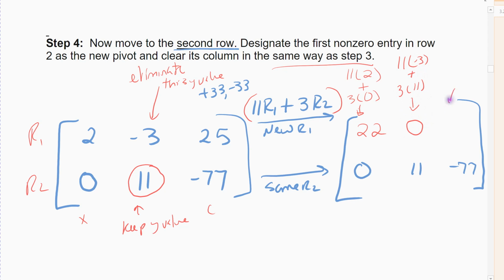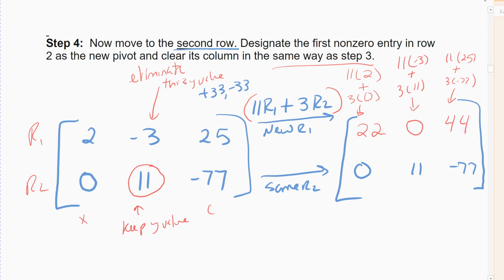And then the last thing is to get my new constant, which this one I'll probably have to use a calculator. 11 times 25. And then I'm going to add to it 3 times the negative 77. So that one I just have to get my calculator. And there's no easy way to do it but just multiply it out on the calculator. So you take 11 times 25, add to it 3 times negative 77, comes out 44.